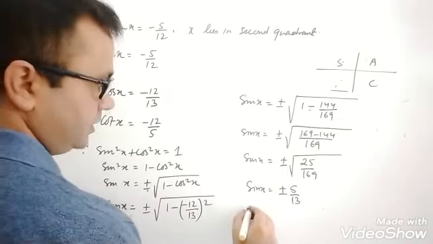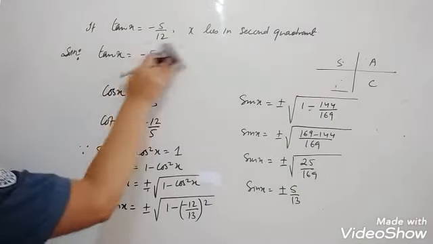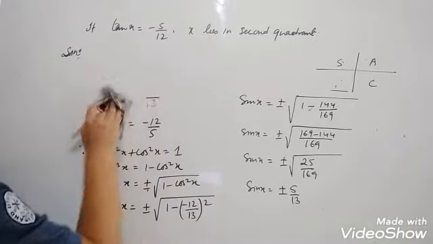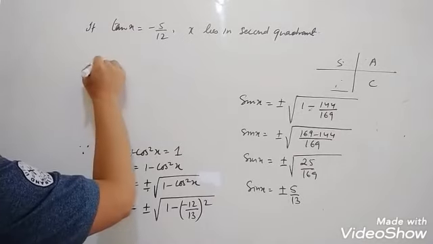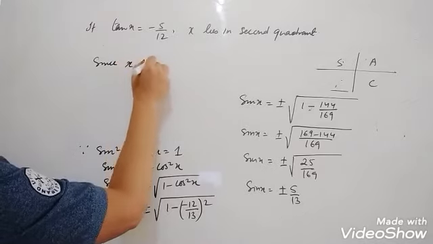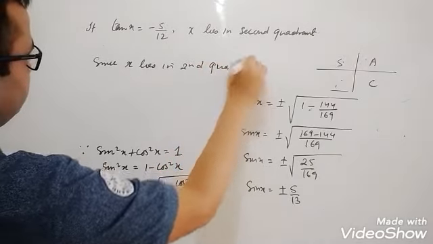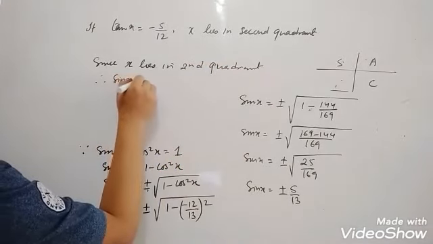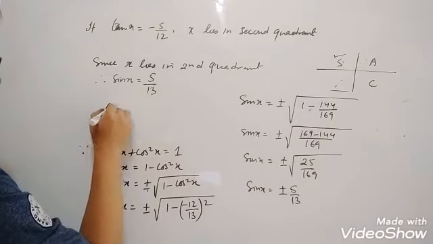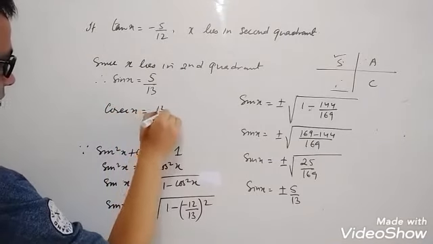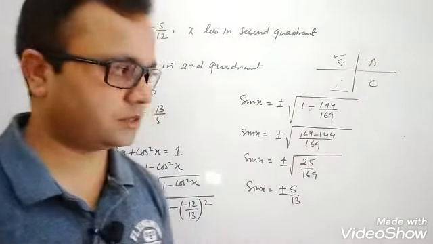Since x lies in the second quadrant, sine is positive. Therefore sin x is positive 5 by 13. In the second quadrant sine is positive, and the reciprocal of sine is cosec, so cosec x equals 13 by 5. Cosec is also positive. In the second quadrant, sine and cosec are positive, the rest are negative.